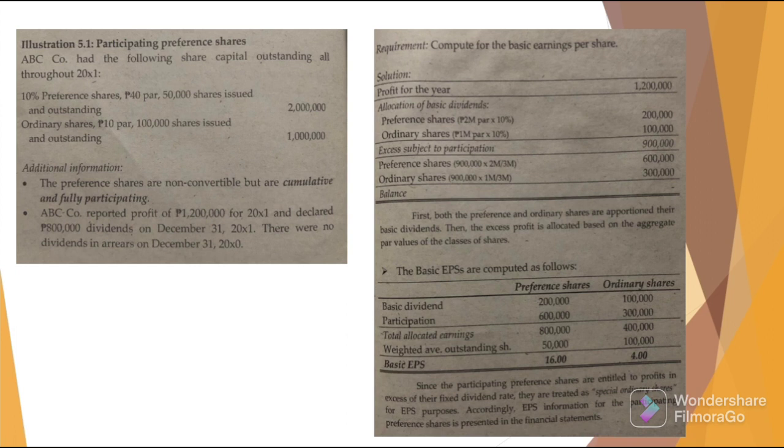Ngayon, i-try na natin na yung 800,000 ng preference shares is i-divide sa weighted average outstanding shares na 50,000. Makukuha mo doon is 800,000 divide 50,000 equals 16 basic earnings per share ng preference shares. So, ordinary shares naman, ganun din. Yung 400,000 na allocated earnings divide sa weighted average outstanding shares na 100,000 is equals to 4 basic earnings per share ng ordinary shares.